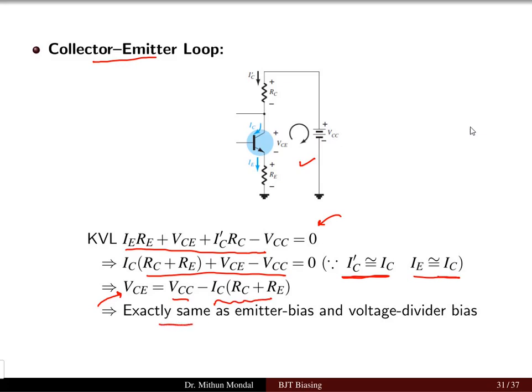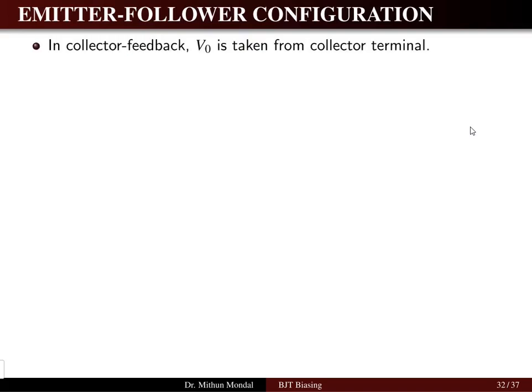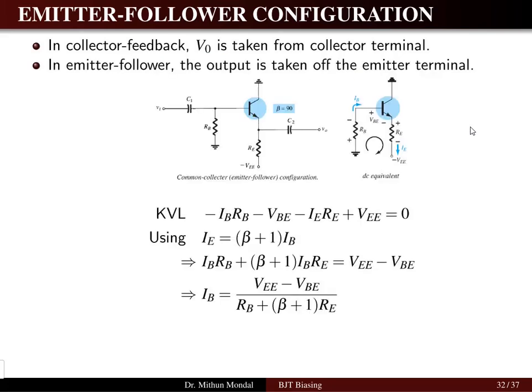So this is exactly the same as the emitter bias or the voltage divider bias. The next configuration that we'll take is the emitter follower configuration. We have seen that in collector feedback, the output voltage is basically taken from the collector terminal. Now in the emitter follower, the output will be taken from the emitter terminal.